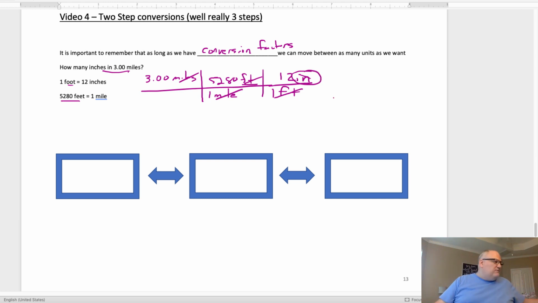And then it'd just be a matter of doing some mathematics, because wouldn't we multiply 3 by 5,280 and multiply it by 12 to get our number of inches? And the sounds you're going to hear in the background are my calculator frantically working. And the answer there would be 190,080.